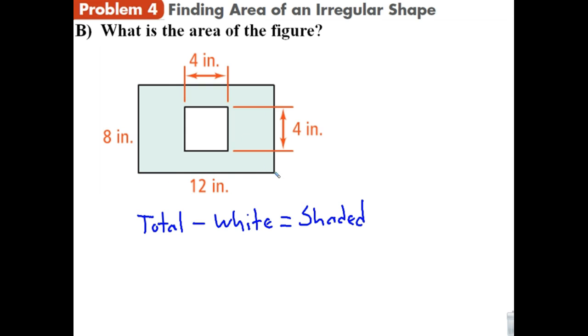Okay, total will be 12 by 8. The white part will be 4 times 4. Okay, 12 by 8 is 96. Minus 4 times 4 is 16, which will give us a total area of 80, and we can say inches squared.